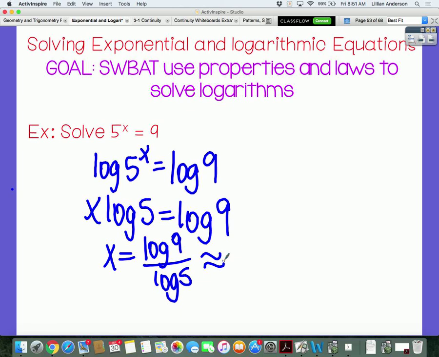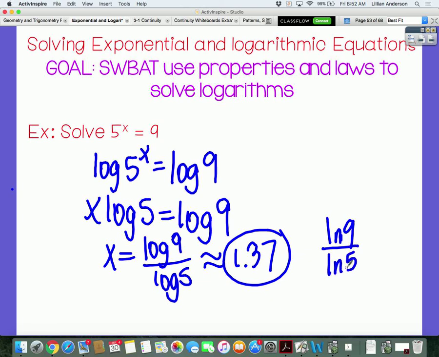Did you guys get it? There we go. Now real quick, do ln of 9 divided by ln of 5 in your calculator. Get the same thing? As you should. So it doesn't matter whether you use logs or natural logs, you're still going to end up with the same answer. Okay? So, to each his own. Questions on this one?